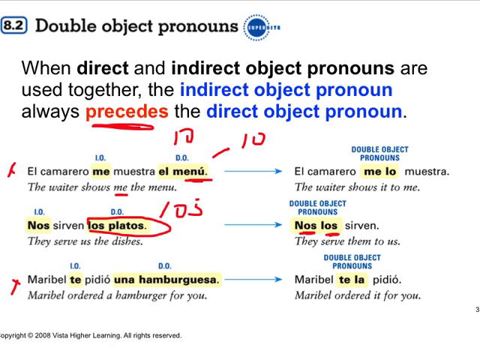The final one says, Maribel te pidió una hamburguesa. What did she order? A hamburger. For whom? For you. So this is your direct, hamburger. The pronoun, because it's feminine, singular, is a la. And the indirect is a person, you, te. So the rewrite would be Maribel te la pidió. She ordered it for you.